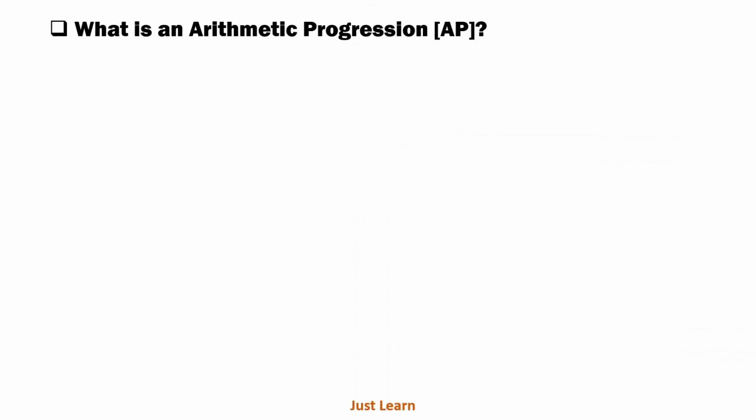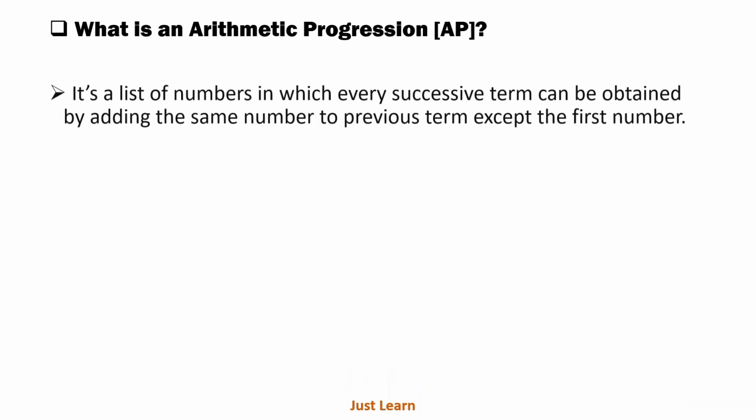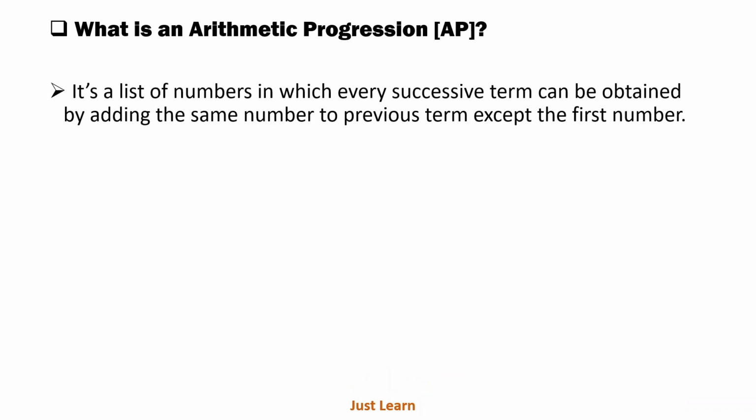So let's quickly dive and understand what we mean by an arithmetic progression. The definition says it is nothing but a list of numbers in which every successive term can be obtained by adding the same number to the previous term, except the first number. In simple words, it is a bunch of numbers which have something common in them. Let's quickly take an example.